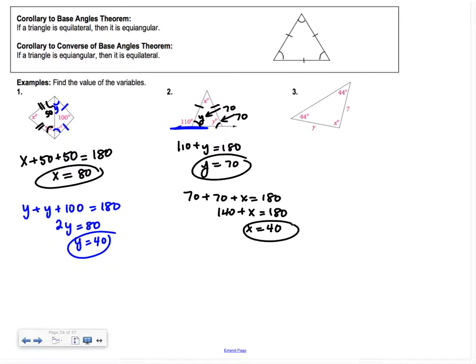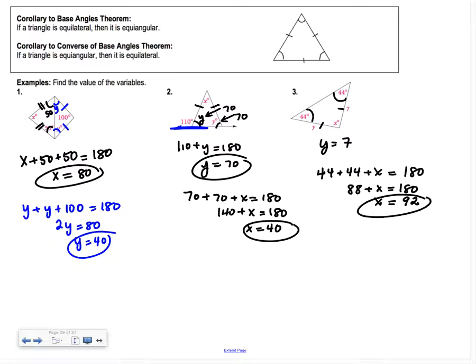Okay, so same idea here. Now we have 44 and 44, so those are congruent. So because of that, these two are the same. So y immediately is equal to 7. The next one is 44 plus x. So as I go around my triangle, I have 44 plus 44 plus x equals 180. So I get 88 plus x equals 180. So if I subtract 88, I'm going to have 92 left. So 92. All right, let's try some harder ones.